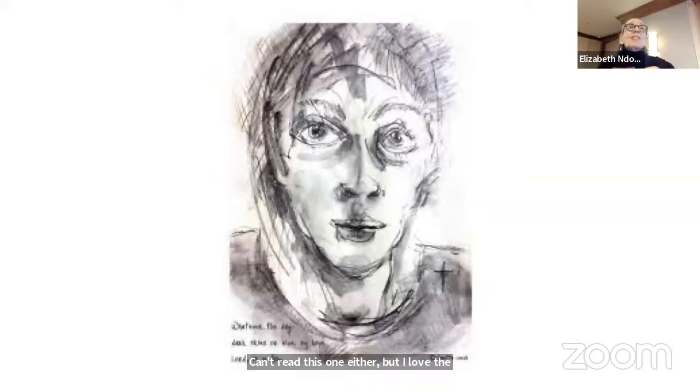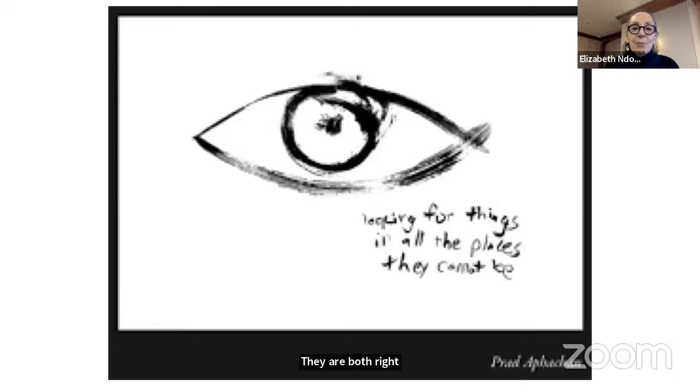So I'm showing these so that you can see there's a range of images that you can create to go with poetry, and that words plus images can work. Poems come from the same side of the brain as visual art. They are both right brain activities. They're both very creative.